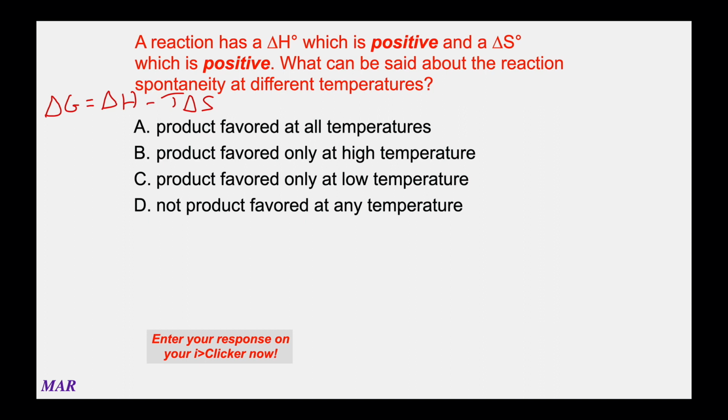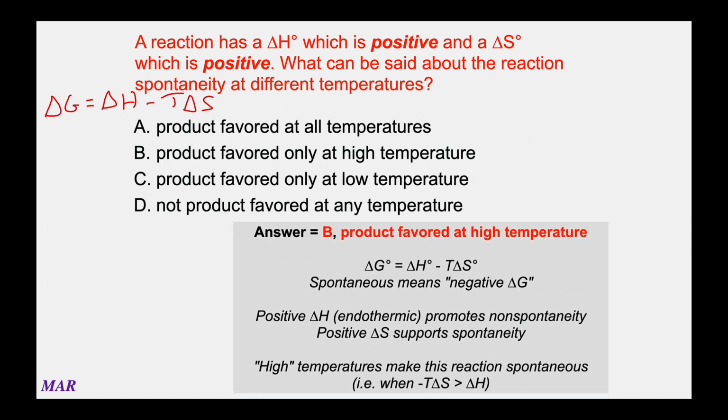So in this problem, delta S wants the reaction to go. High temperatures will make this reaction product favored, all right? Low temperatures will favor the delta H term, which will make the reaction less likely to occur. So positive delta H does not make the reaction spontaneous, but positive delta S does support spontaneity. So when you have a higher temperature, negative T delta S will overpower delta H, making the reaction overall spontaneous, i.e. giving it a negative delta G. High and low temperature are very vague, all right?